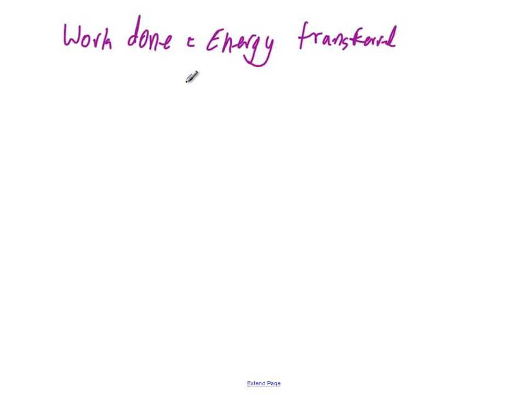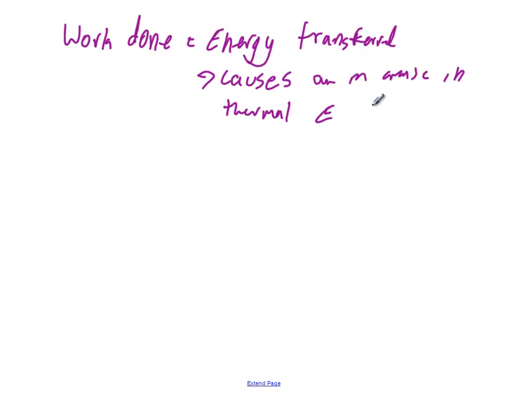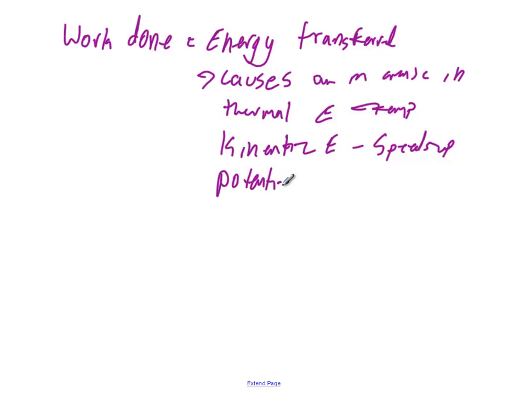And what this means is one of three things is going to happen, or some combination of all three. It's going to cause an increase in either thermal energy, and you'll measure that with temperature, so temp will go up. It could cause an increase in kinetic energy, and you'll measure that by seeing an increase in velocity, so the speed goes up. Or you'll see an increase in potential energy, and if potential energy increases, then it's higher than it used to be. So these are the three things to look for.